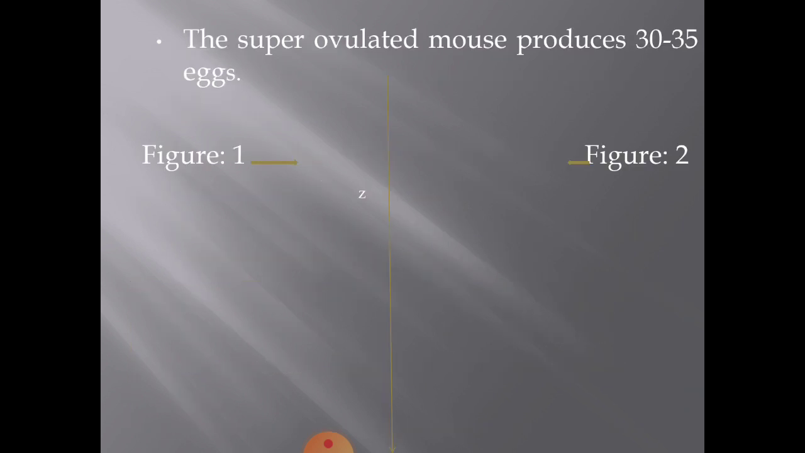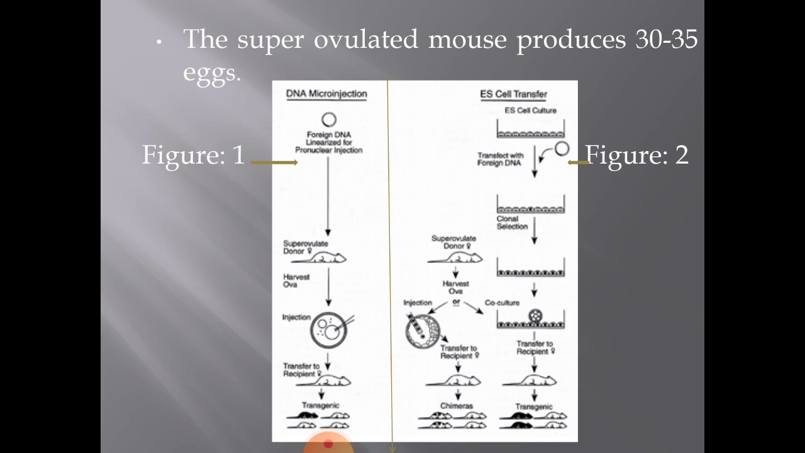The superovulated mouse produces 30 to 35 eggs or even 40 eggs. So on one side you have the superovulated mouse, which will release 30 to 35 eggs. Then, figure 1 will depict the protocol of production of transgenic mice through DNA microinjection. What exactly is done? The superovulated mice are mated with males.